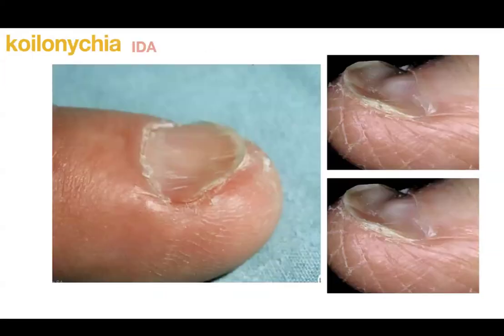Koilonychia, or spoon-shaped nails, unfortunately the image is duplicated, but basically is a very characteristic finding in patients with iron deficiency anemia. So their nail bed kind of gets striated, deformed, and becomes curved from the outside, so it looks like a spoon, allegedly.